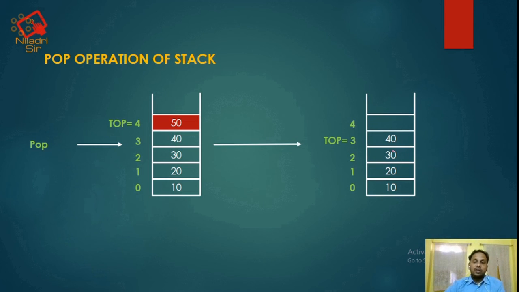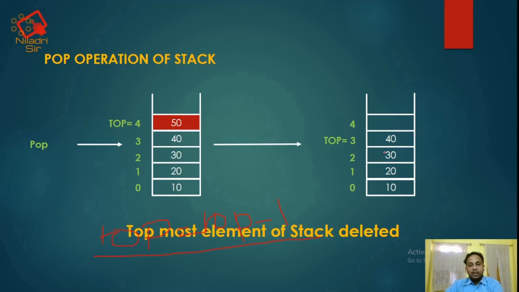Now the top is at position 3. After performing the pop operation, the value of top is decremented by 1. So top equals top minus 1, and the value of top is now 3.